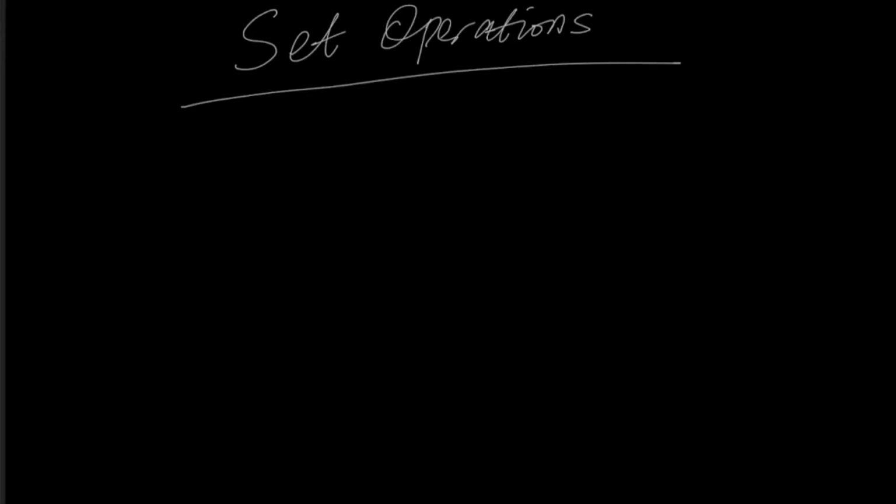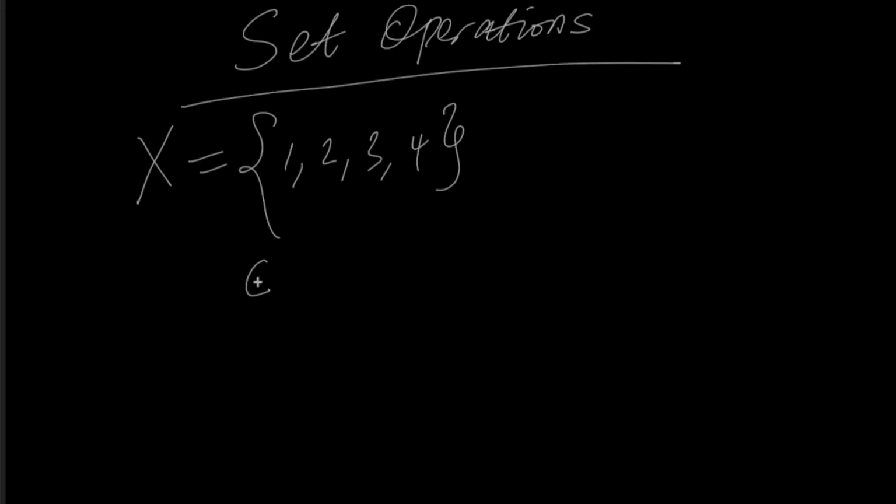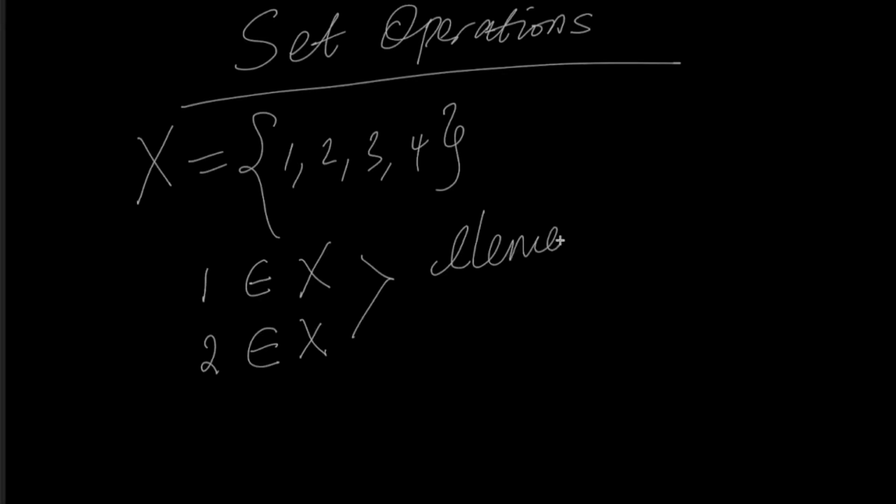Set operations. Let's look at set operations. The first thing we must put at the back of our mind is, if we have a set, say X is equal to 1, 2, 3, 4, all these are called the elements of a set, and it's represented as this. We can say 1 is an element of X, or we say 2 is an element of X. So the first thing we are looking at now is the element of a set.